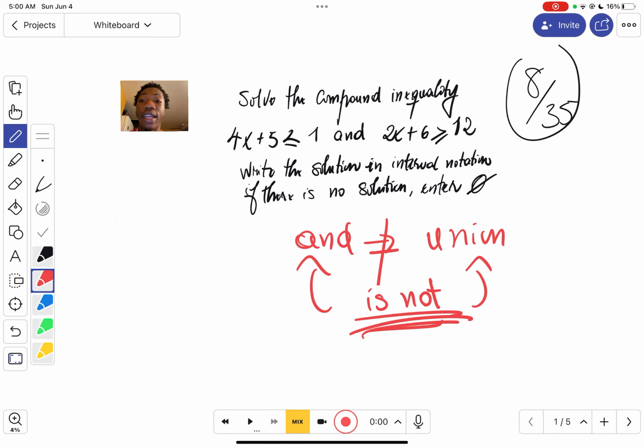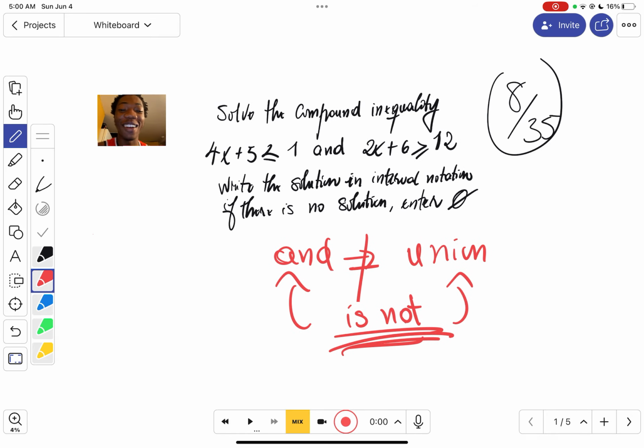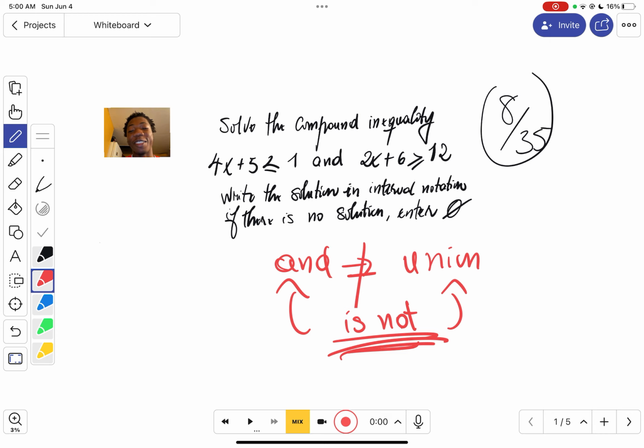I used to think like that too, a really long time ago. But my teacher explained to me a long time ago that "and" is not union. That was the way I thought about it the first time they presented me this concept. I was like, oh, "and" is union. No, it's really not. So "and" is not union.